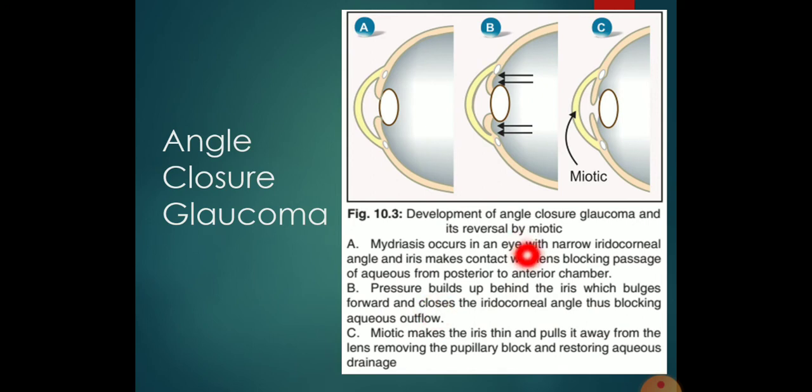So when we are prescribing drugs like acetylcholine, or drugs like pilocarpine or physostigmine, they will make this iris thin and pull it away from the lens, removing the pupillary block. This is the pupillary block. This block is being removed, and hence restoring aqueous drainage. So this is the mechanism by which this is being blocked here, and by pulling this, myotics will help in the proper aqueous drainage through the iridocorneal angle.